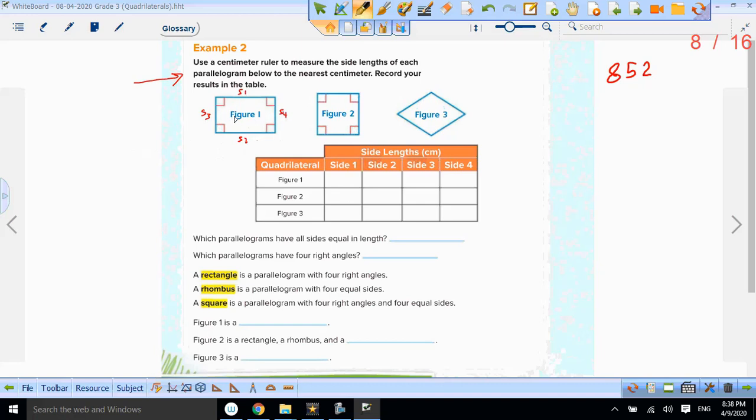So I found that side 1 length is about 4 centimeters. Side 2 is also 4 centimeters. Side 3 is about 2, side 4 about 2. For figure 2, I found that the 4 sides have the same length, 2 centimeters all. For figure 3, also I found these results.